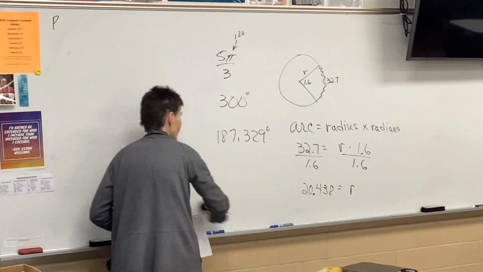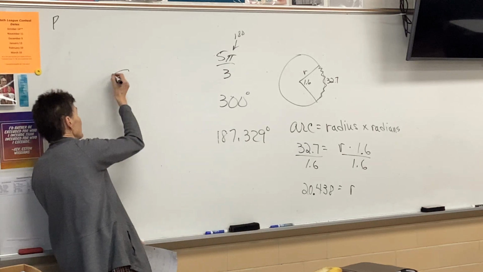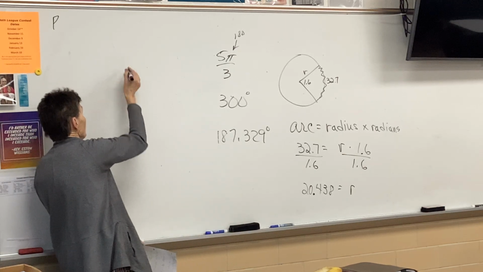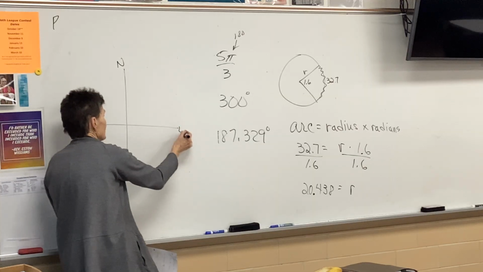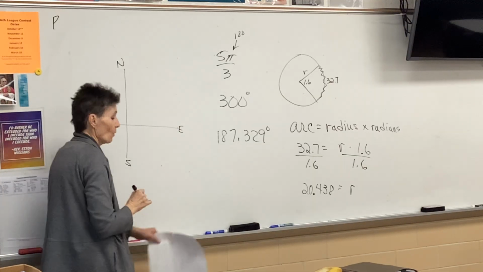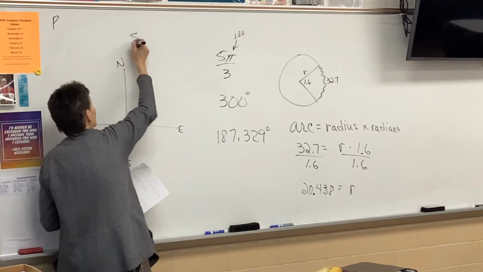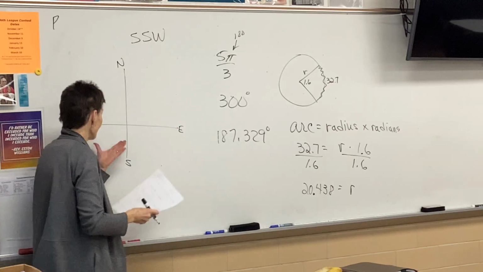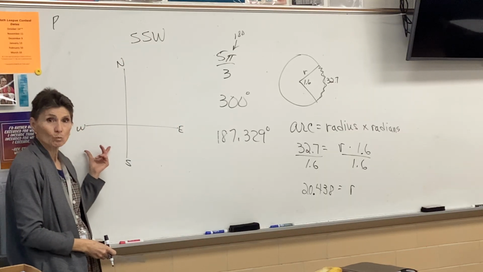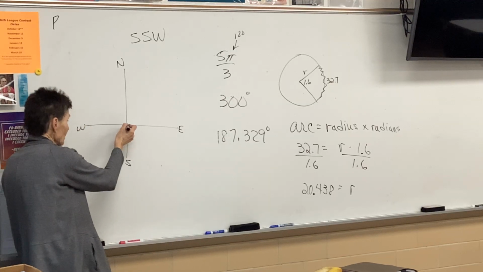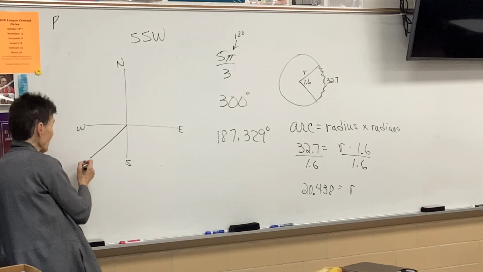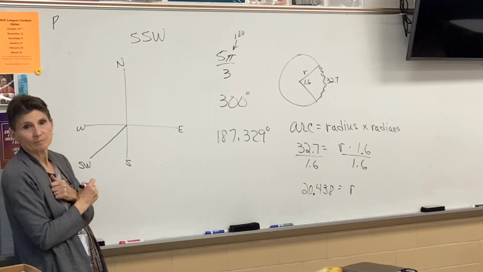You won't have time to draw the whole thing, so you're going to do that. But here's our setup. Here's north and south and east and west. So south, southwest is obviously going to be down here, between south and west. So let's split south and west, and that would be southwest.